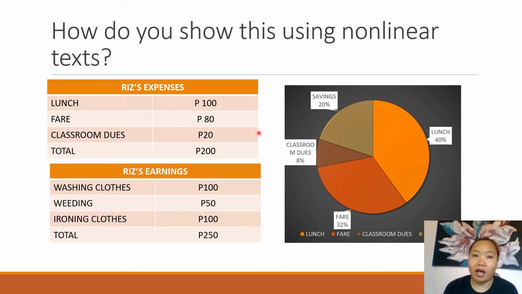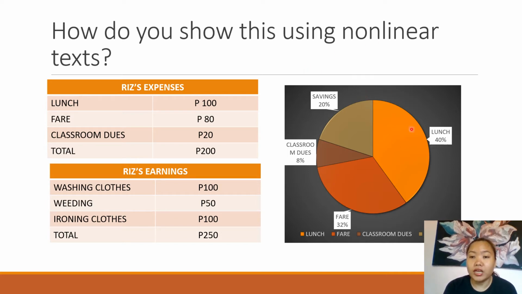So I now have transcoded the paragraph into a nonlinear text. In this case, I use a table. I can also choose a pie graph, or a pie chart if I want. For a pie chart, in this case, I showed the percentage. If you remember your math, how do you get the percentage? Usually it's the amount divided by the total times 100. Then you get the percent.